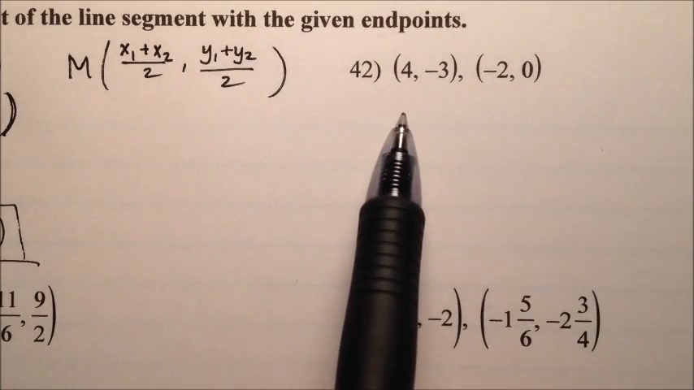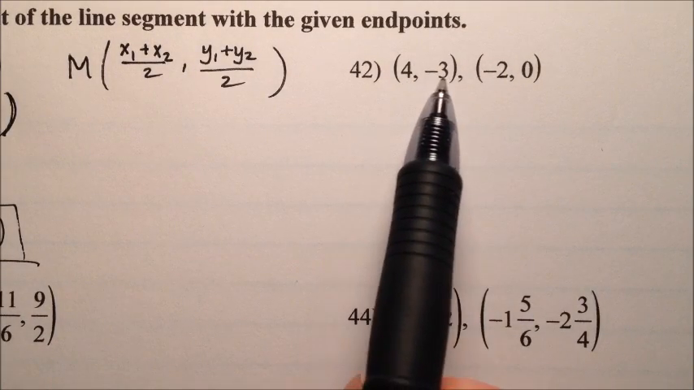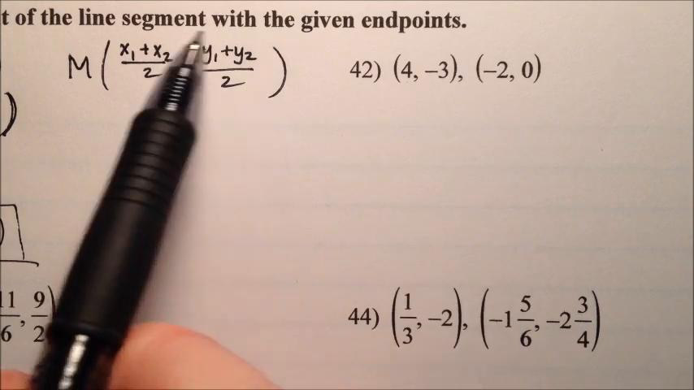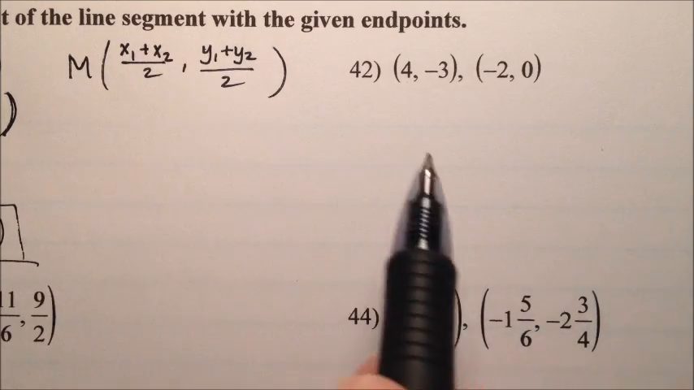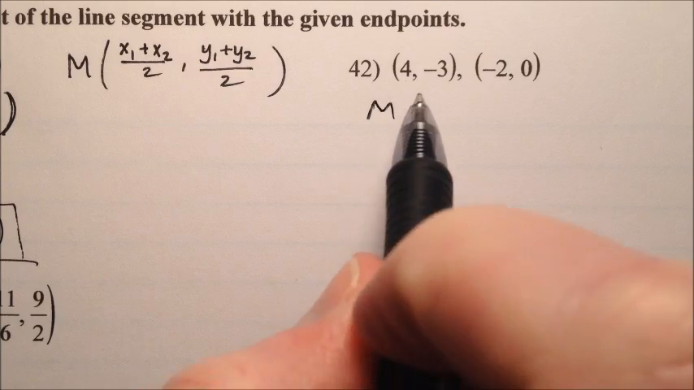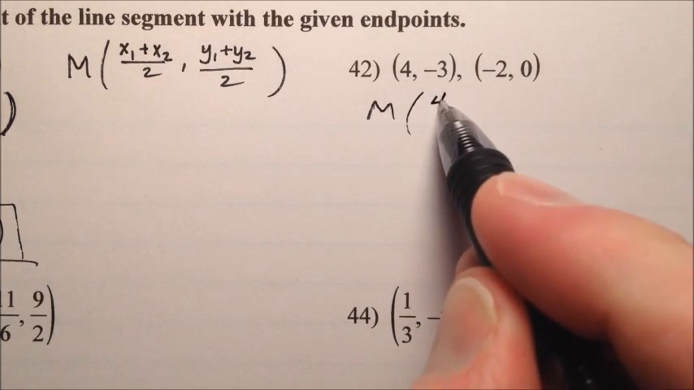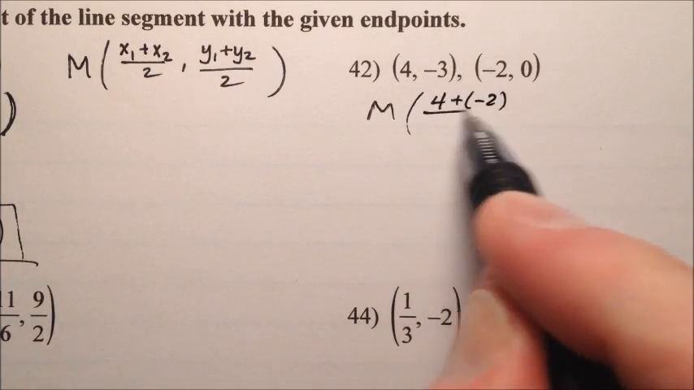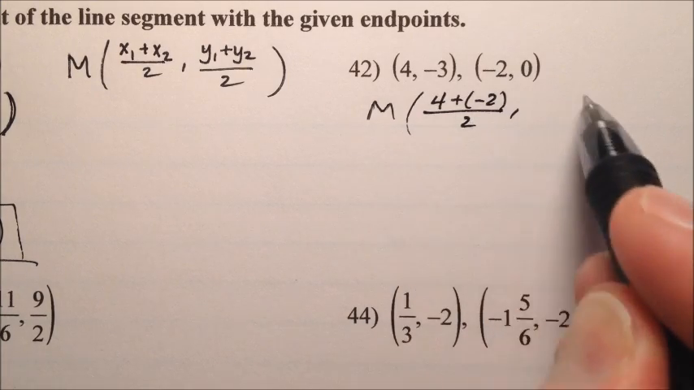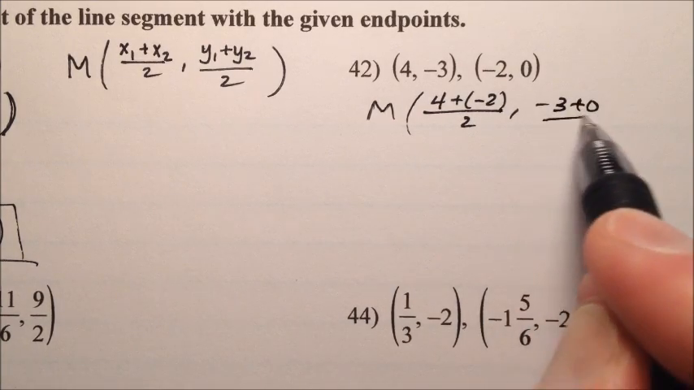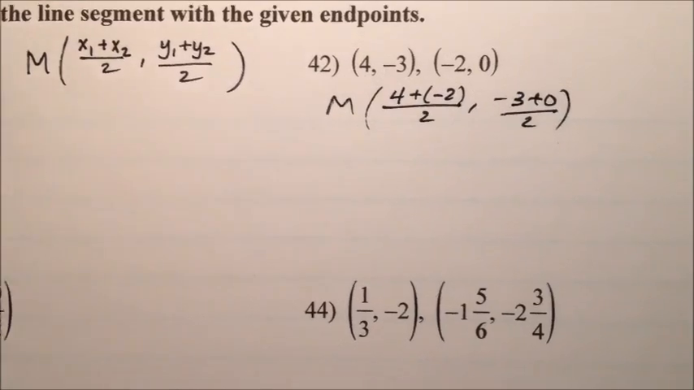In number 42, we have 2 more points, 4, negative 3, and negative 2, 0. And here again is this expression we can use for the midpoint. So we're going to take our x's and add them up. So 4 plus a negative 2, and then cut that in half. And then our y's, so negative 3 plus 0, and cut that in half.